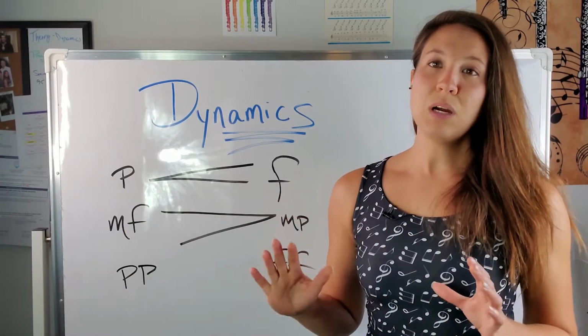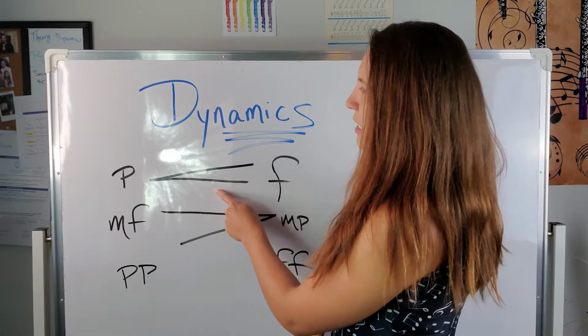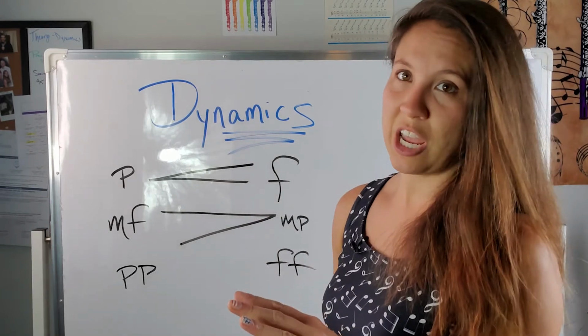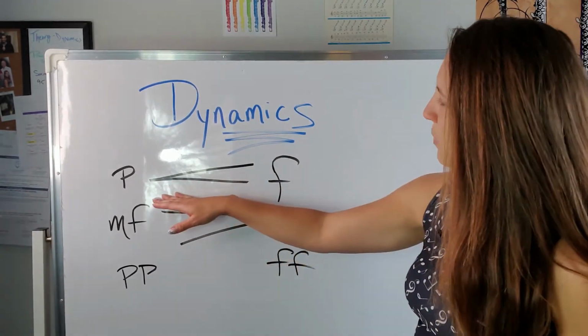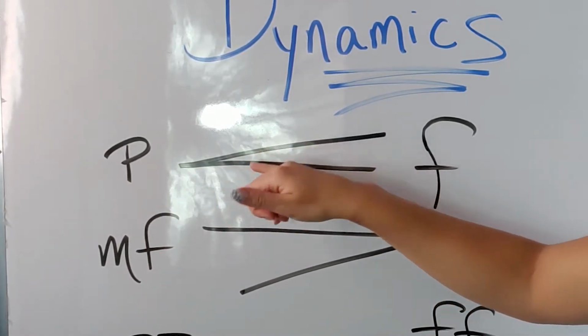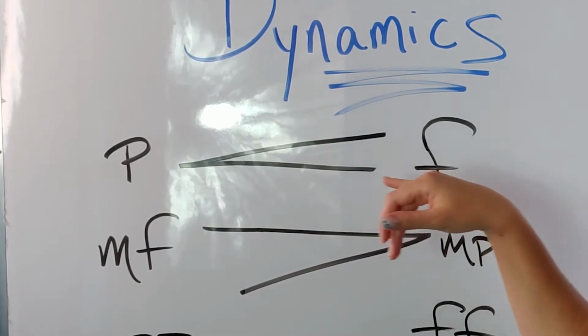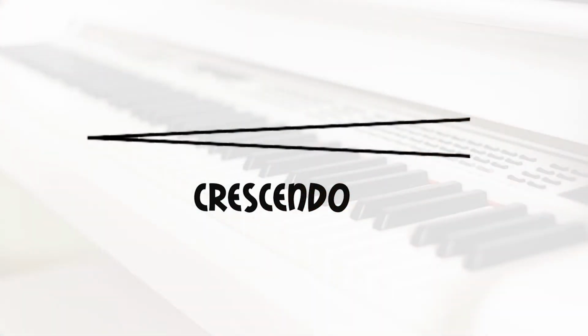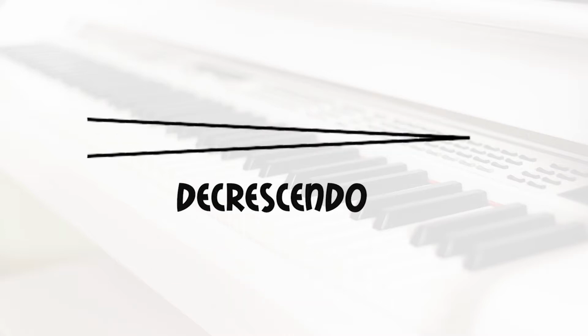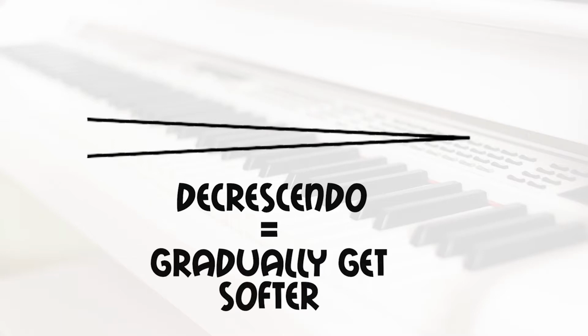Now, if it's marked with something that looks like the less than or greater than signs, these tell you to gradually change. So here on my board, I have piano and then what looks like the less than sign to forte. This symbol here is crescendo. Crescendo is also an Italian word, and it means to gradually get louder. Then on the flip side, we have the decrescendo. And the decrescendo means to gradually get softer.